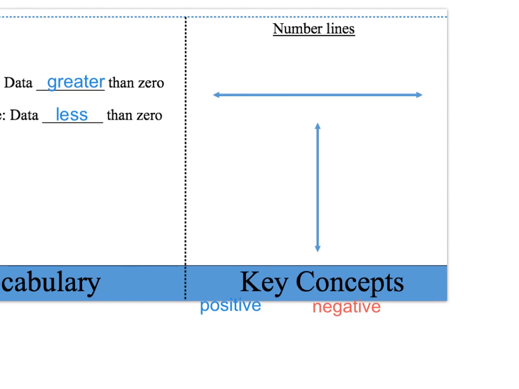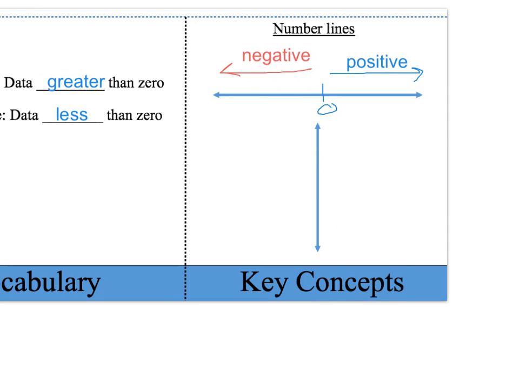Now let's look at key concepts. We learned from our previous lessons that number lines have 0 in the middle. All the integers to the right side of 0 would be positive integers. All the integers to the left side of 0 would be negative integers on a horizontal number line.